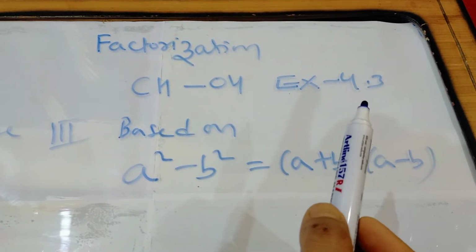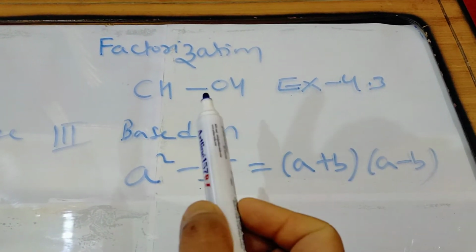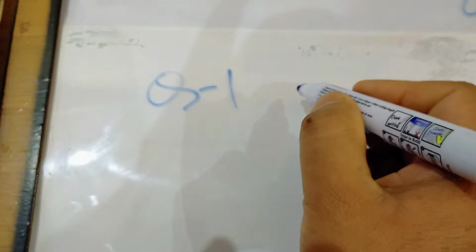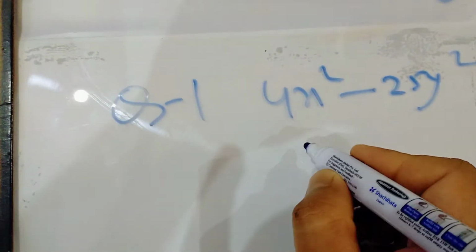The name of the exercise is 4.3, chapter number 4. So let us take the first question. Our first question is: factorize 4x square minus 25y square. This is a very simple question. In this question you just make the factors.